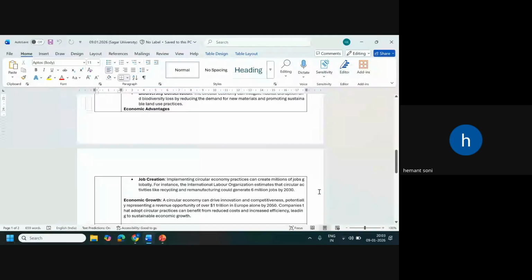A circular economy can drive innovation and competitiveness, potentially representing a revenue opportunity of over 1 trillion in Europe alone by 2050. Companies that adopt circular practices can benefit from reduced costs and increased efficiency, leading to sustainable economic growth.